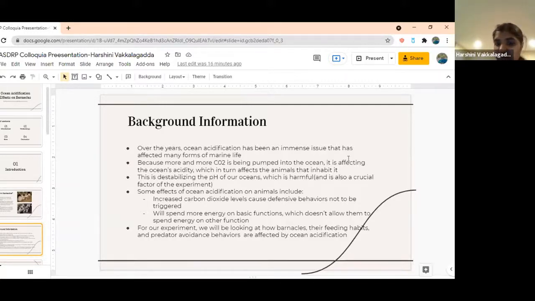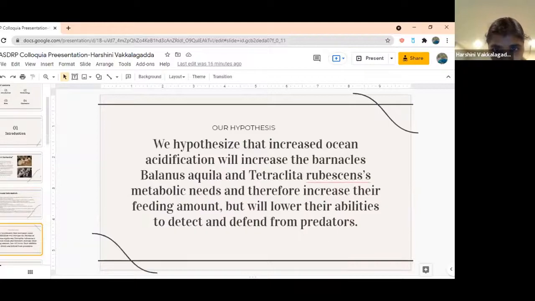And for our experiment, we will be looking at how barnacles' feeding habits and predator avoidance behaviors are affected by ocean acidification. For our hypothesis, we hypothesized that increased ocean acidification would increase the barnacles Balanus aquila and Tetraclita rubescens metabolic needs, and therefore increase their feeding amount, but will lower their abilities to detect and defend from predators.